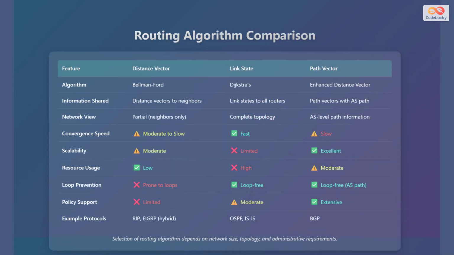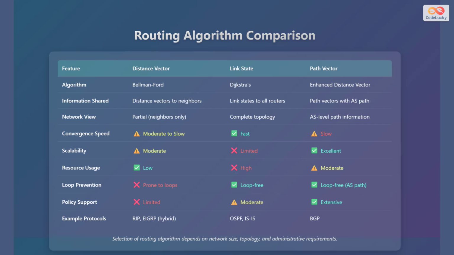Now let's compare the routing algorithms we have discussed. Distance vector uses the Bellman-Ford algorithm. Link state employs Dijkstra's algorithm, and path vector uses an enhanced distance vector approach. Distance vector shares distance vectors with neighbors, link state shares link states with all routers, and path vector shares path vectors with the AS path. Distance vector has a partial view, link state has a complete topology view, and path vector focuses on AS level path information. Distance vector has a moderate to slow convergence speed, link state has a fast convergence speed, and path vector has a slow convergence speed.